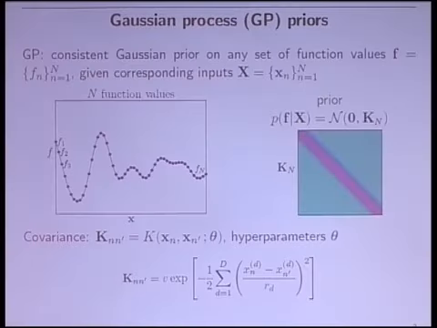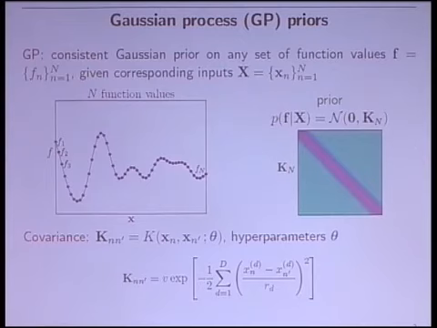So what is a Gaussian process prior? Well, it's a consistent Gaussian distribution on any set of function values, which are called f, given some set of corresponding input features. For example here, I've drawn one function draw from a Gaussian process prior, where I've represented capital N function values from that process. So what is the Gaussian distribution that's used? Well, it's a zero mean multivariate Gaussian distribution. Zero mean is just used as standard, it doesn't have to be.